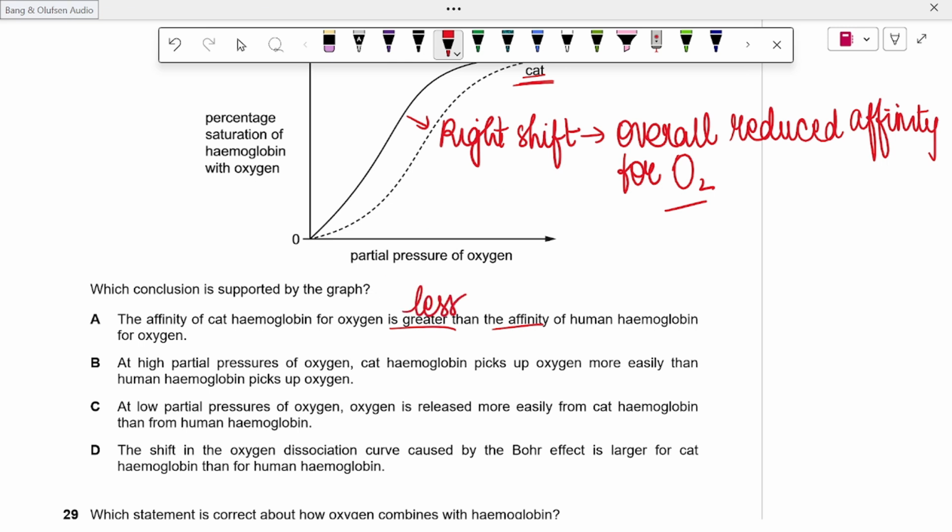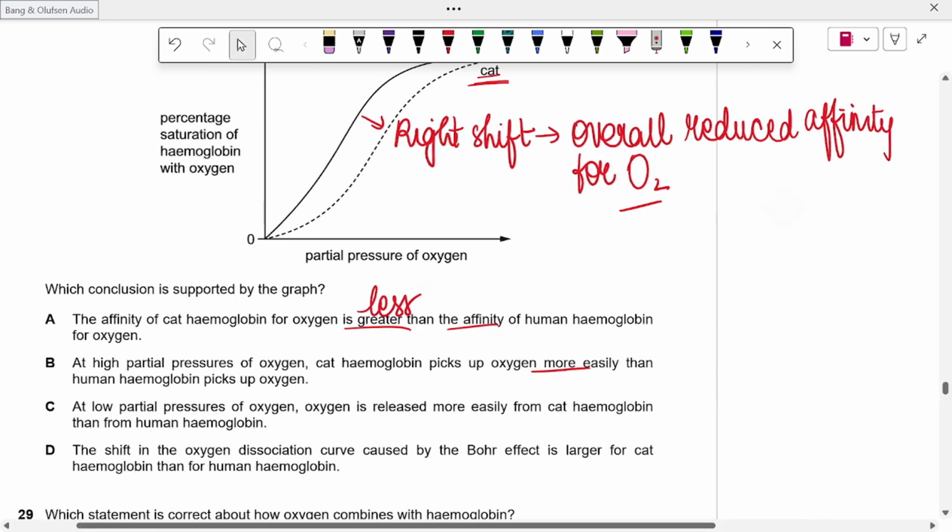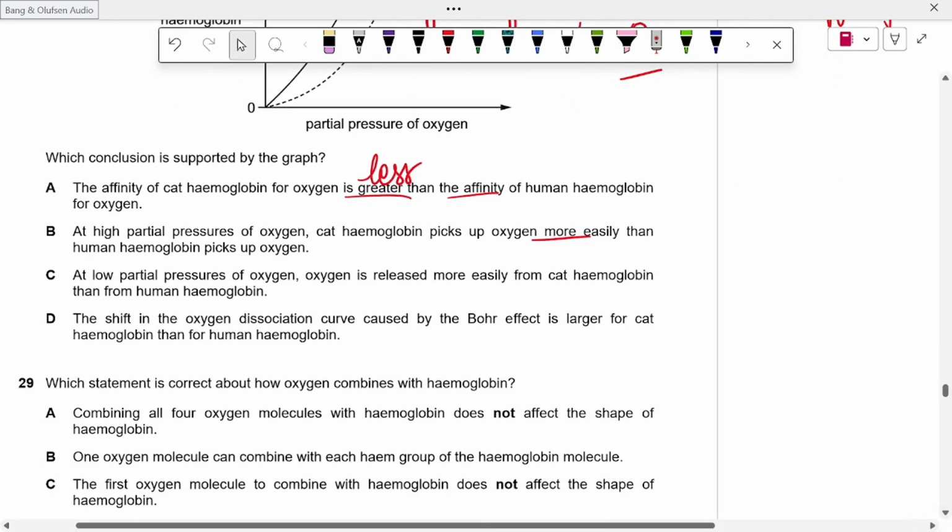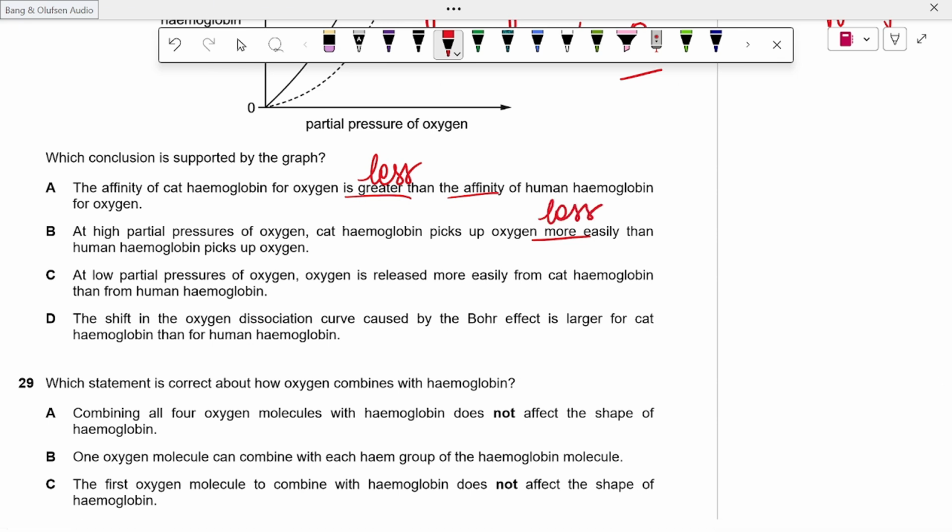"At high partial pressure of oxygen, cat hemoglobin picks up oxygen more easily." This is wrong, because the affinity of this hemoglobin for oxygen is very low, so it will pick up oxygen less easily. "At low partial pressure of oxygen, oxygen is released more easily from cat hemoglobin than from human hemoglobin."